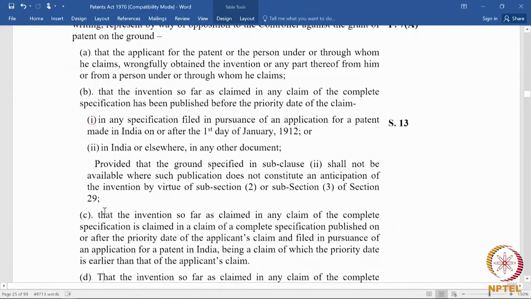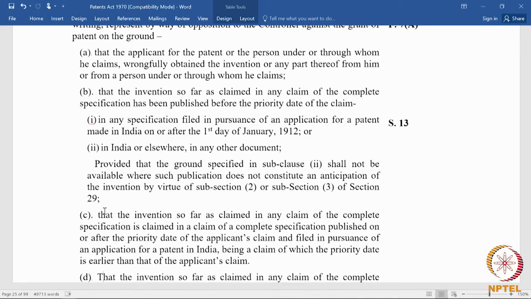Now, here are the grounds. We will go through the grounds quickly because these grounds also appear in section 64, the grounds on which you could revoke a patent, and all the concepts such as lack of novelty, lack of inventive step and other grounds of anticipation will be discussed in detail under section 64. So, we will just make a passing reference to the grounds here.